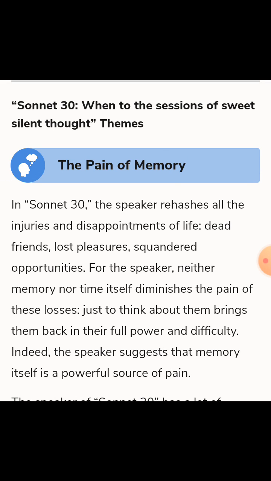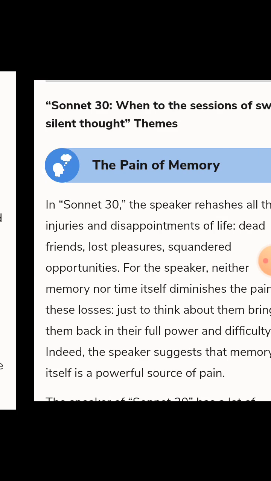For the speaker, neither memory nor time itself diminishes the pain of these losses. These losses are everlasting with us. Nothing can reduce their pain. Just to think about them brings them back in their full power and difficulty. Whenever we think about that, again we feel gloomy and in pain. Indeed, the speaker suggests that memory itself is a powerful source of pain.